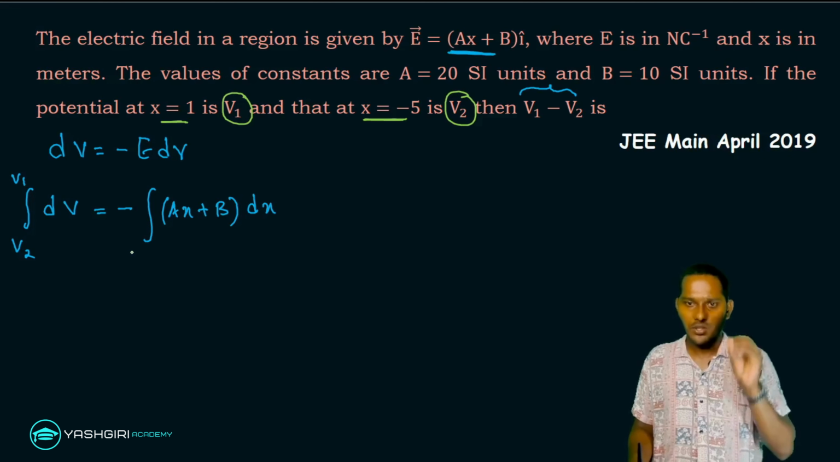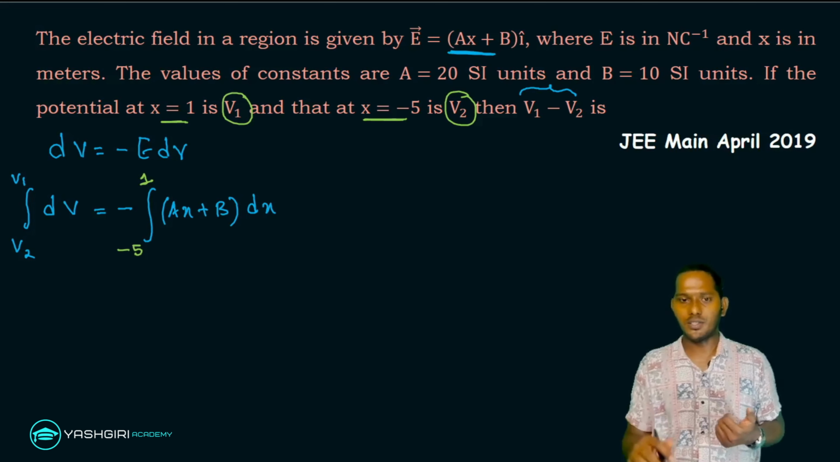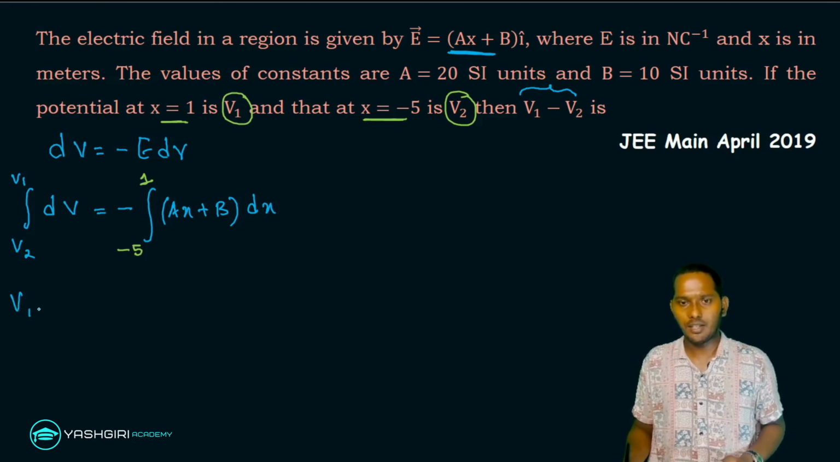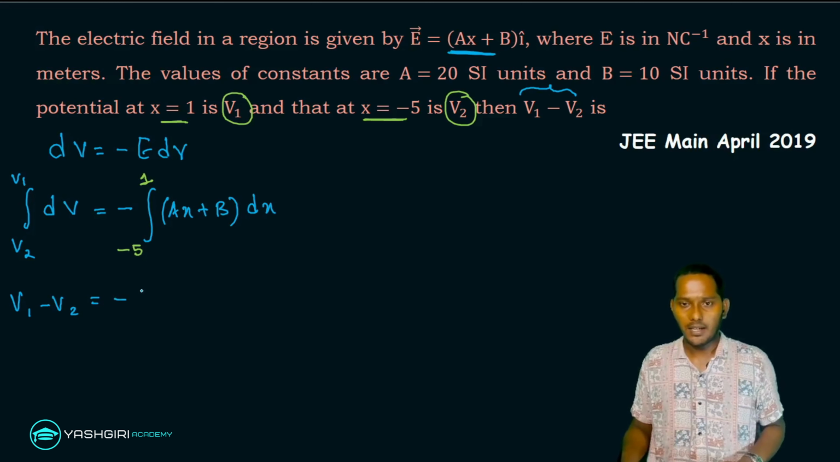So my limits, students, for this V2, is when x is equal to minus 5 and it will be going to 1. So these are my limits for this on the right hand side. Now from here on, students, it's very simple. You have to take just an integration V1 minus V2. So here on the right hand side, that is ax, minus A is constant, integration of x, I know it is x square by 2.